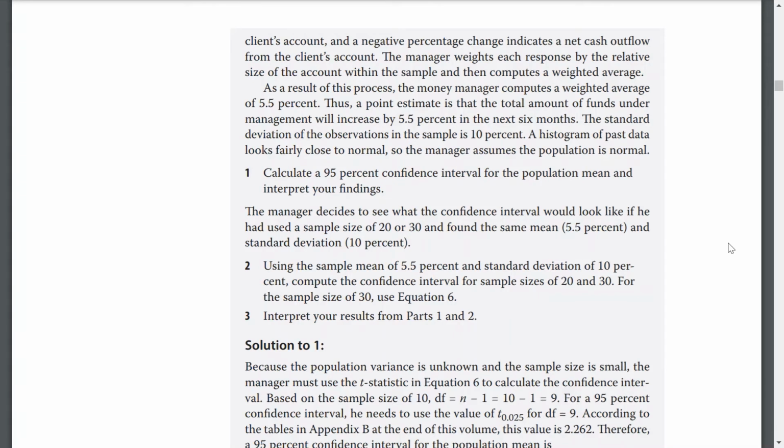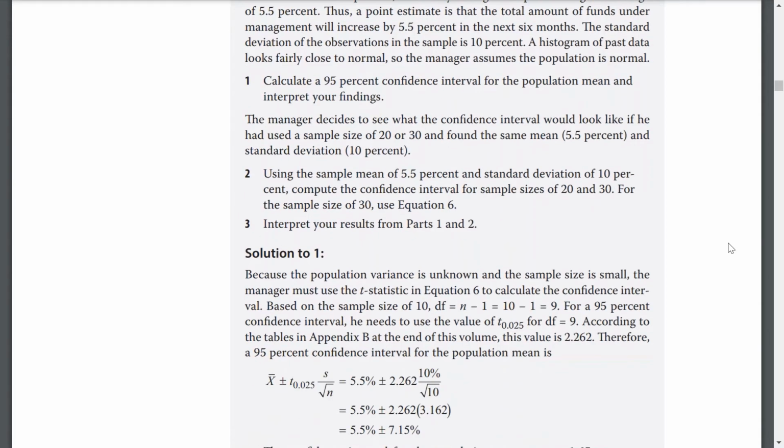The manager decides to see what the confidence interval would look like if he had used a sample size of 20 or 30 and found the same mean of 5.5% and standard deviation of 10%. Using the sample mean of 5.5% and standard deviation of 10%, compute the confidence intervals for sample sizes 20 and 30. For these samples, use equation 6. Interpret your results from parts 1 and 2.